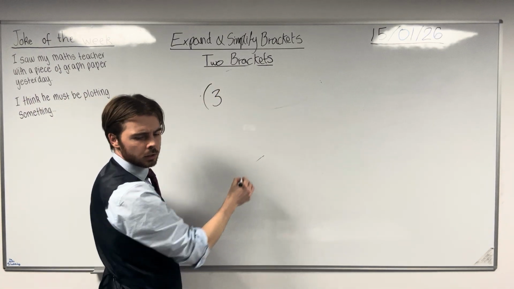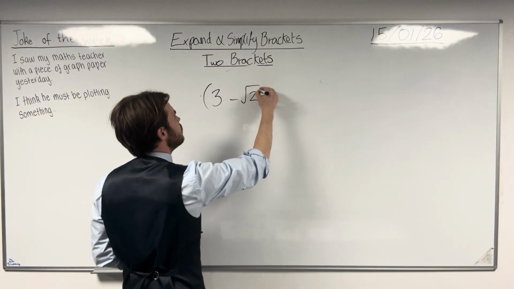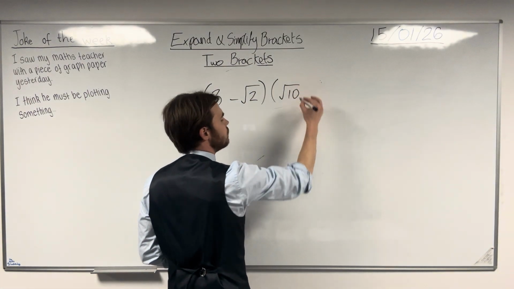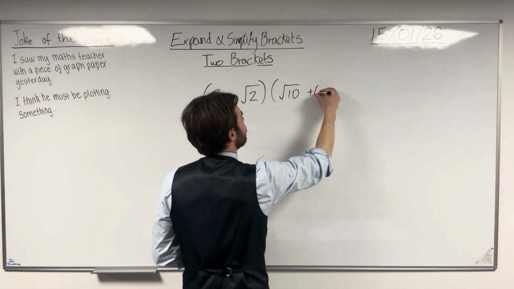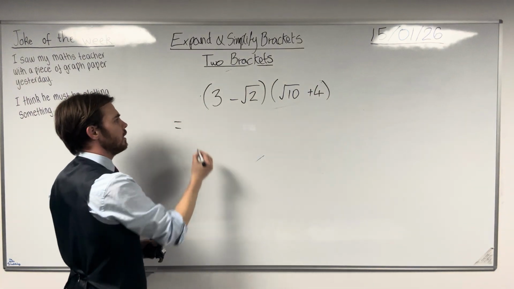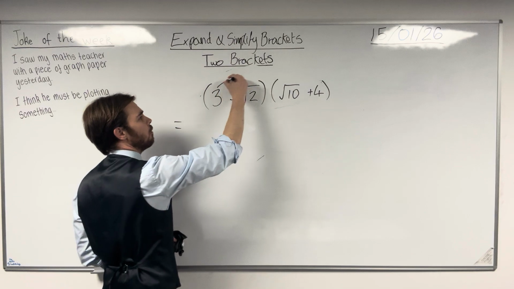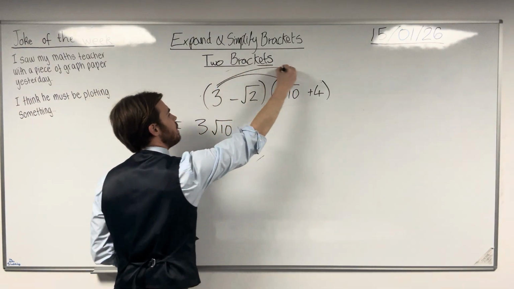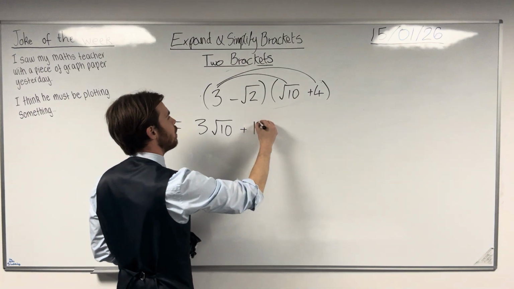3 take away root 2 multiplied by root 10 add 4. Final one for you. So let's do our multiplying. We've got 3 multiplied by root 10, which is 3 root 10. 3 multiplied by 4, which is 12.